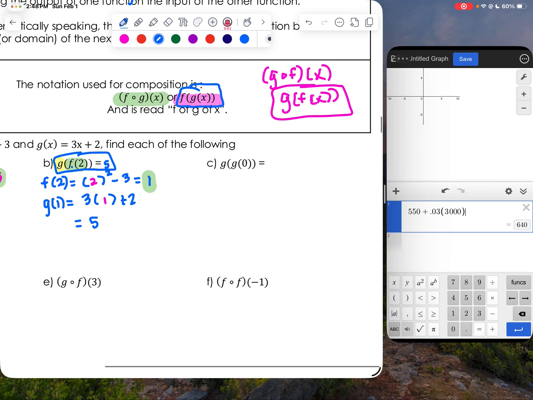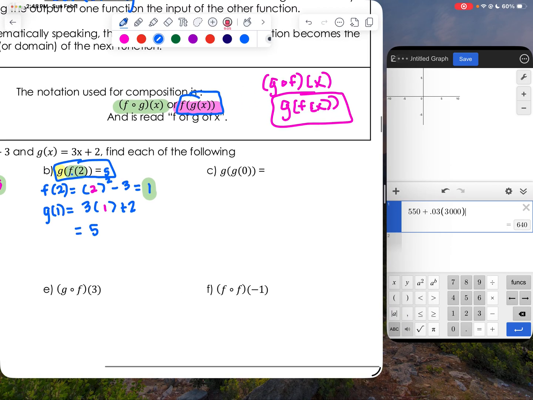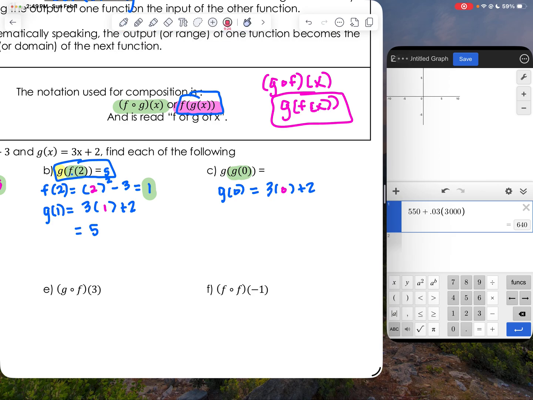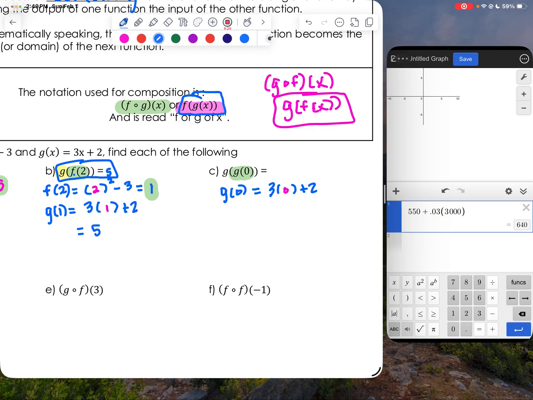All right, problem C. g of g of 0. So again, starting on the inside first, we are going to calculate g of 0. So our g of x function is 3x plus 2. So I'm going to put 3 parentheses plus 2, and I'll plug in a 0. Now when I evaluate that, 3 times 0 is 0. 0 plus 2 is 2.